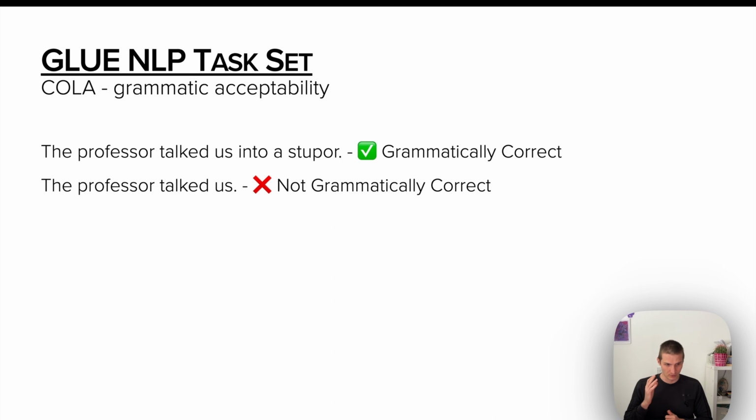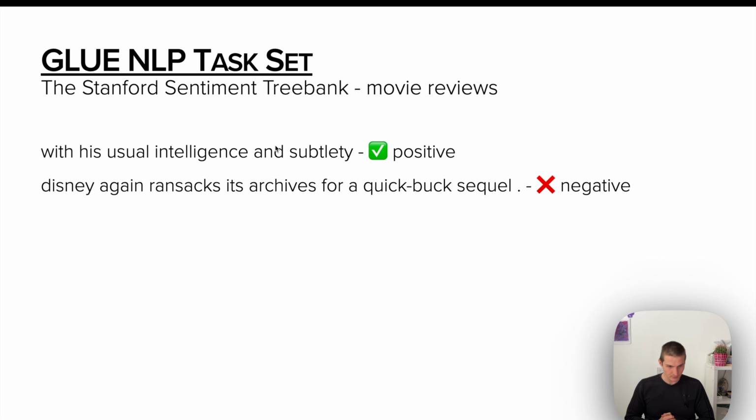This one is for grammatical acceptability. We have an example, "The professor talked us into a stupor," and that is a grammatically correct sentence, or "The professor talked us," that is not grammatically correct. So this specific task is basically binary classification. We want zero or one coming out of the model.